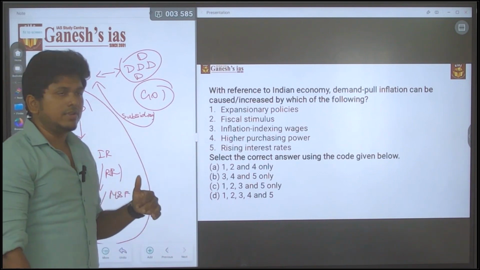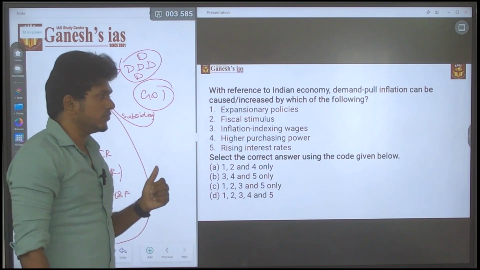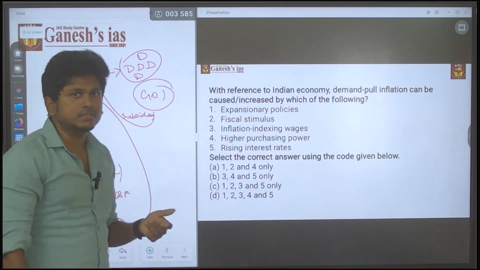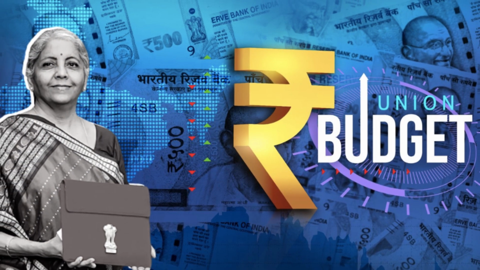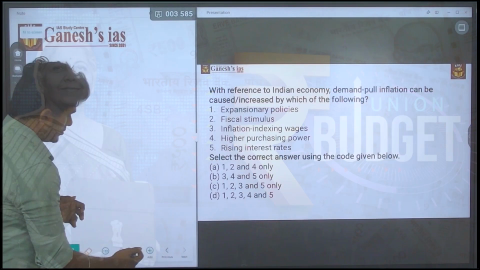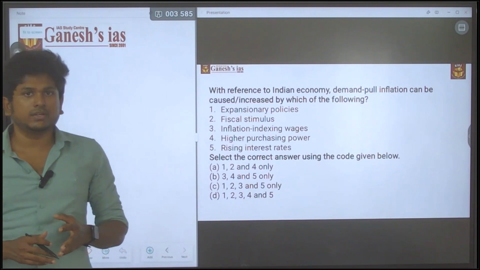You can easily get to the answer as A, but I will explain all the other statements also. First, expansionary policy. Expansionary policy is nothing but the government providing the budget every year. They are making the budget every year.